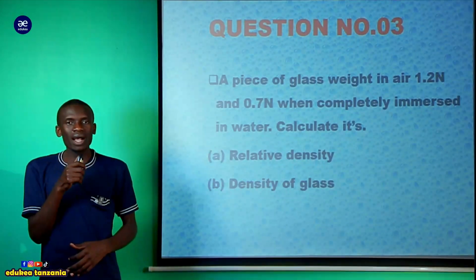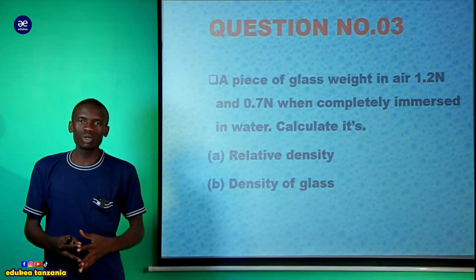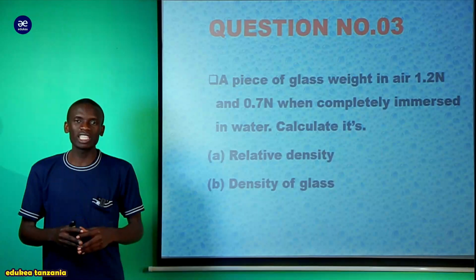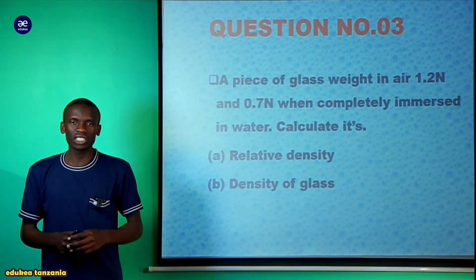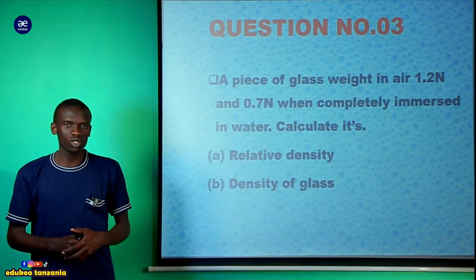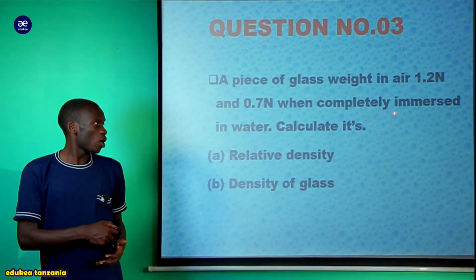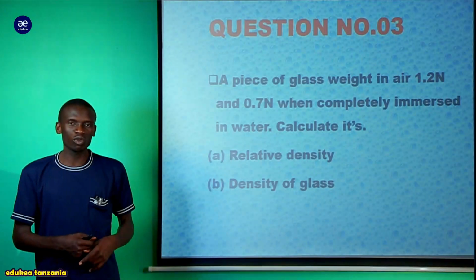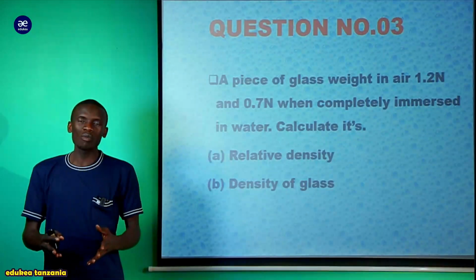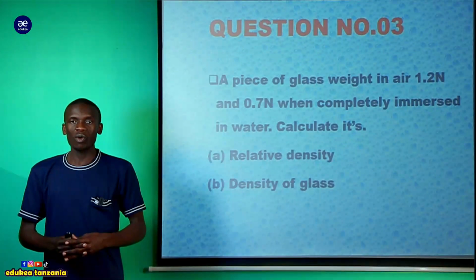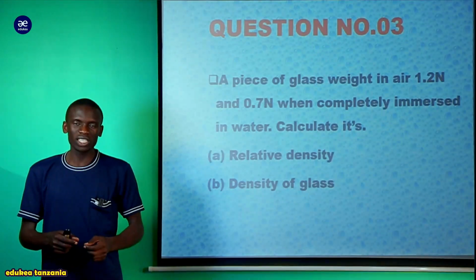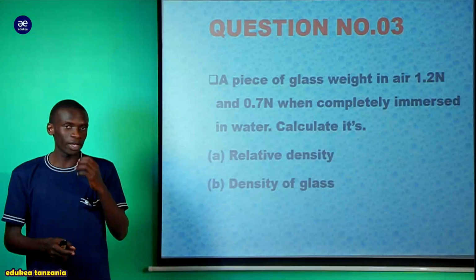So here, this question needs you to understand the application of Archimedes principle and the law of flotation in the determination of density and relative density of a substance. You are given the real weight, the weight of the object in air. Also, you are given the apparent weight. When an object is immersed in a fluid, if you weigh it, that weight we call the apparent weight, because there is a loss of weight when an object is immersed in a fluid.